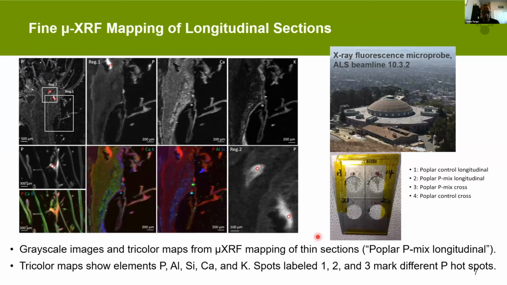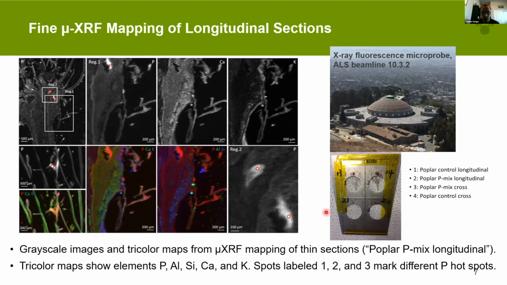To gather more evidence of this endophytic activity, we did X-ray fluorescence mapping and XANES spectroscopy at the XFM beamline at ALS, beamline 10.3.2. This is a sample holder which shows some larger roots mounted, but we also created thin sections so that we can investigate what's going on inside the root, not just on the surface.